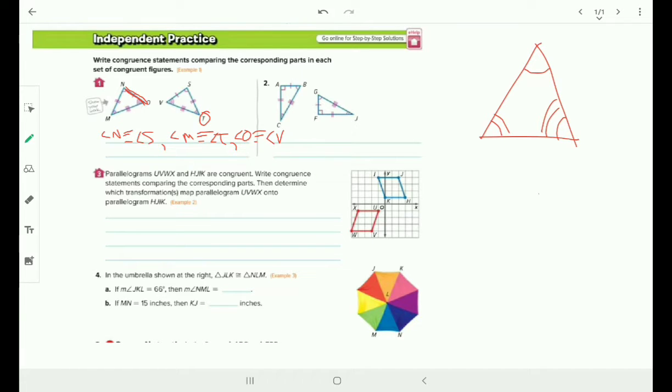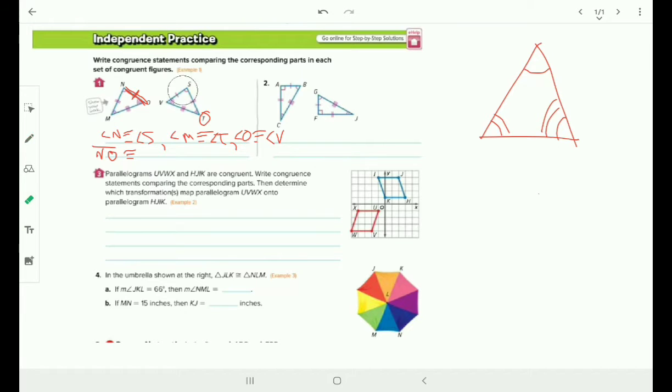Now there's a couple different things we need to look at. One, line segment NO has one dash mark on it. So line segment NO is going to be congruent to, and now I have to figure out what other segment has one dash mark. Well, that has to be this one here.